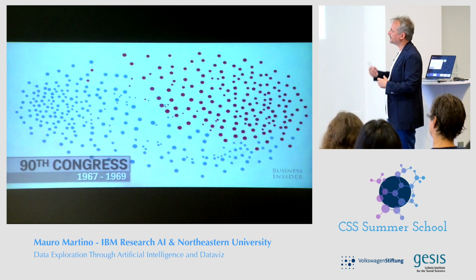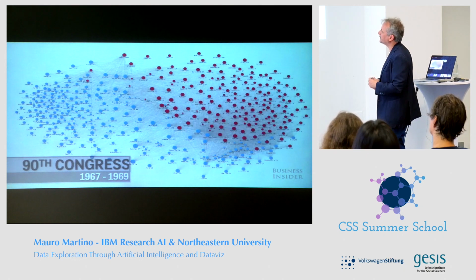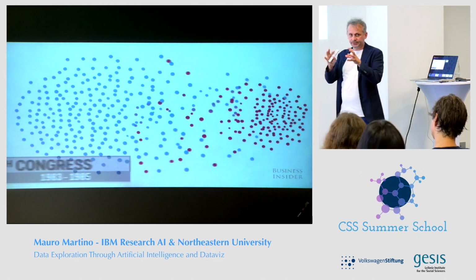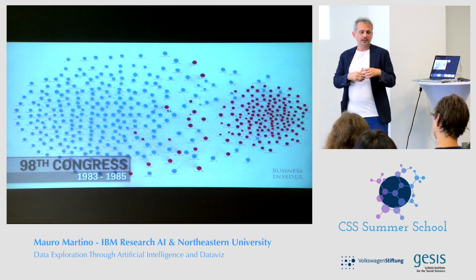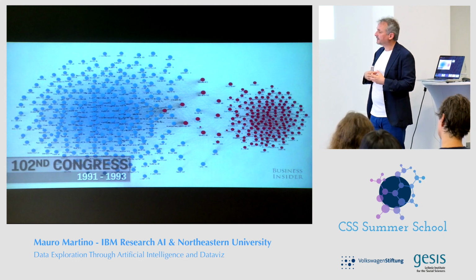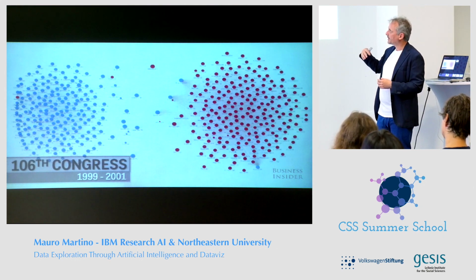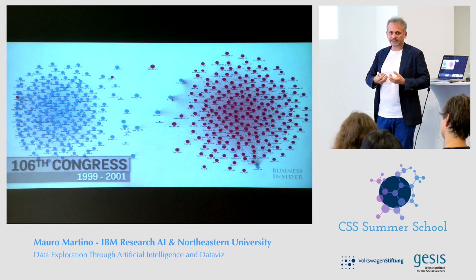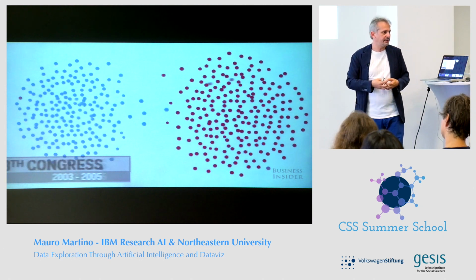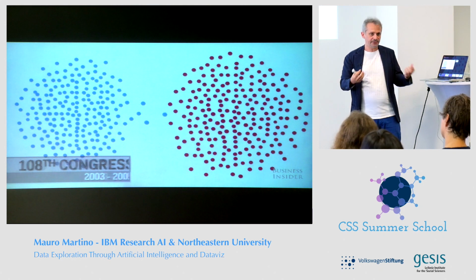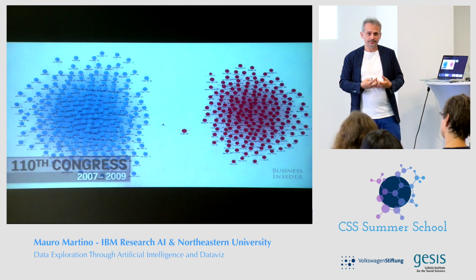Congress after Congress, you see a different level of collaboration. The closer these two groups are, the better the collaboration between the two parties. And slowly, there is this separation. You can see the separation. So this is a very well-known phenomenon about polarization of a party in democracy.